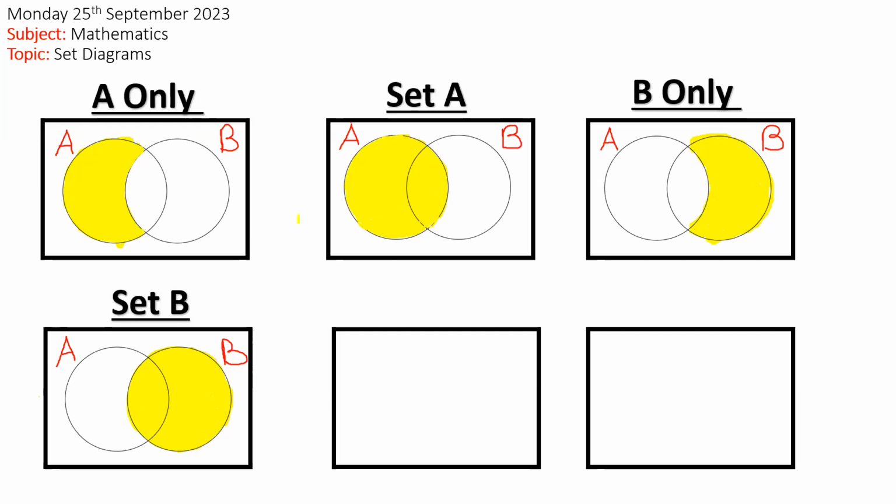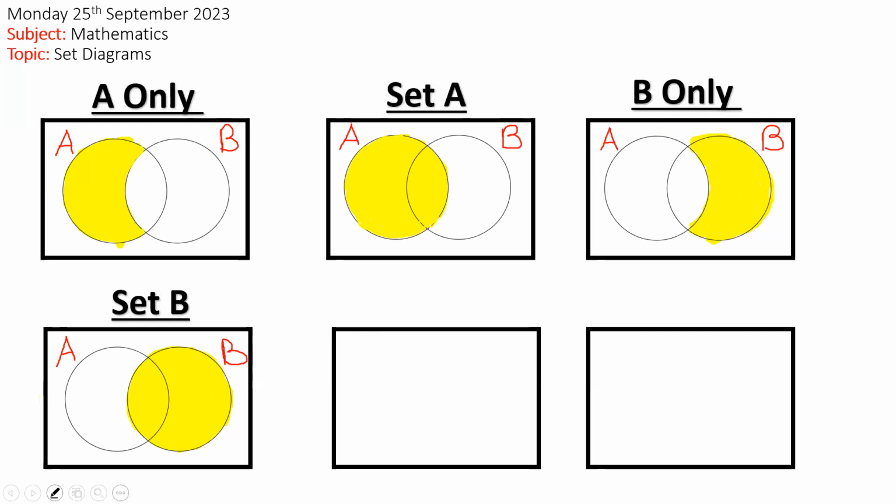All right, so now that we know, okay, most persons are saying yes. All right, thank you. Again, if you don't understand it, please let me know. So we know what A only is, we know what set A is, we know what B only is, we know what B is.